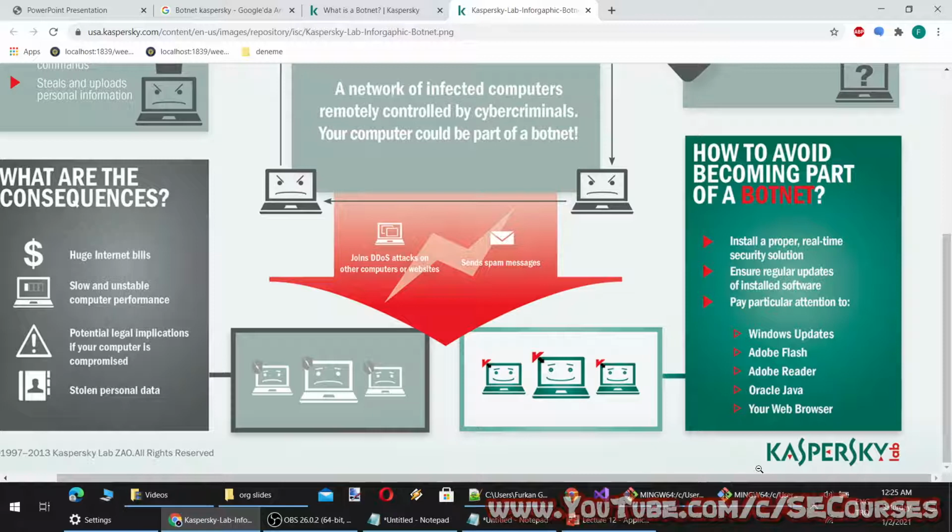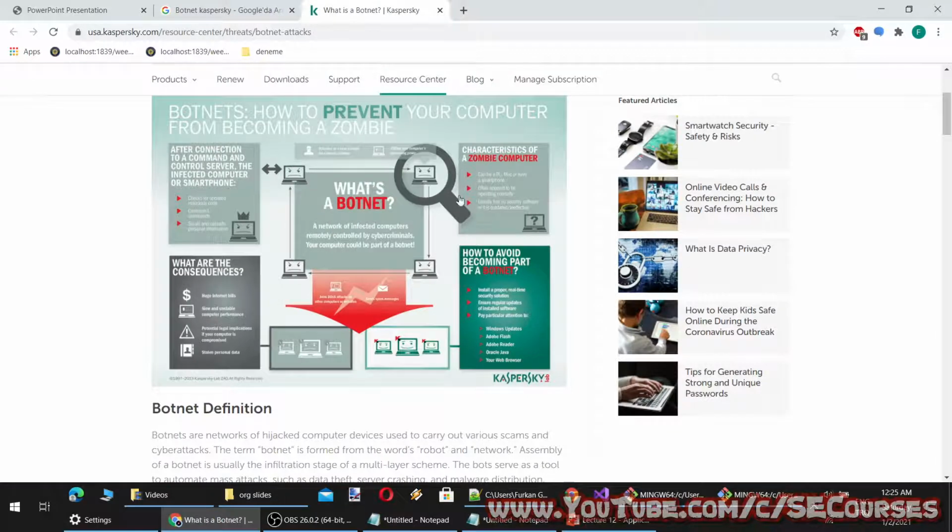Install a proper real-time security solution. Ensure regular updates of installed software. And pay particular attention to Windows updates, Adobe Flash, Adobe Reader, Oracle Java, and your web browser. You'll see these are the most common ways of getting infected: from Flash, Adobe Reader, from PDF files usually, Oracle Java. You see some applications require Java to be running on your computer and your web browser. Okay, let's continue.